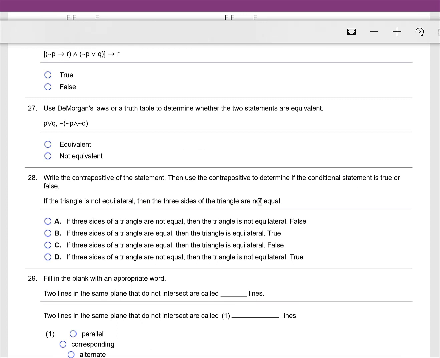All right, and write the contrapositive of the statement. So remember, contrapositive, they're flipped and negated. If the triangle is not an equilateral, then the three sides of the triangle are not equal. So this is going to become the first, the antecedent, but not negated. So if the sides of the triangle are equal, then the triangle is equilateral, and this is a true statement. So the correct answer here is B.